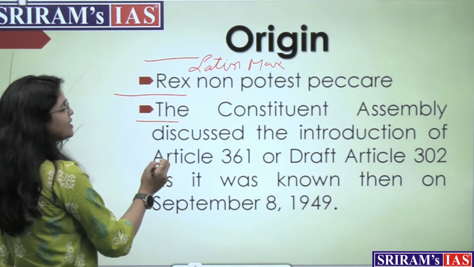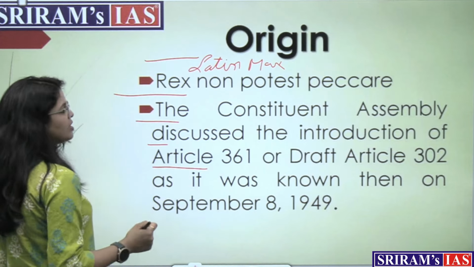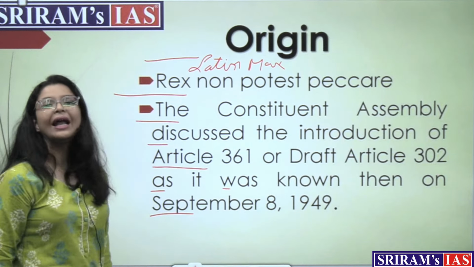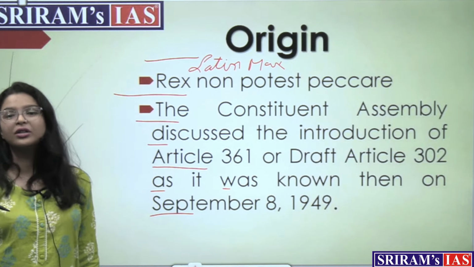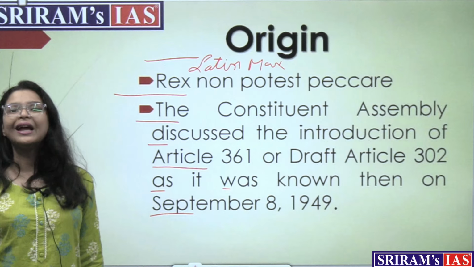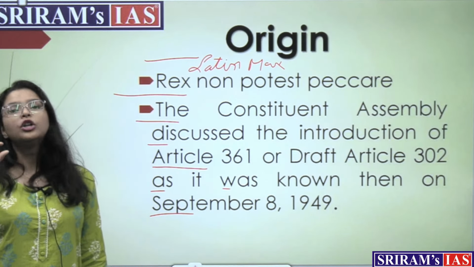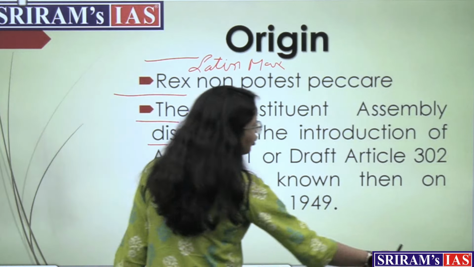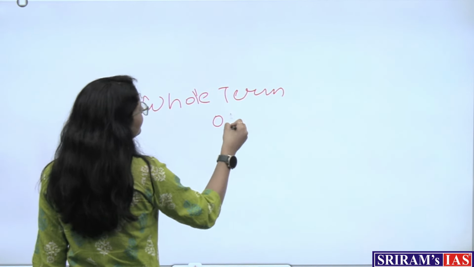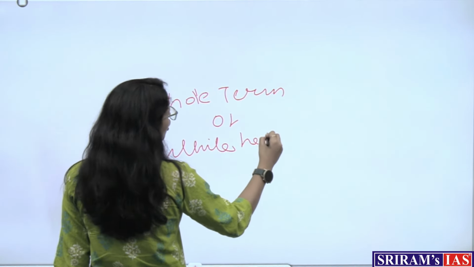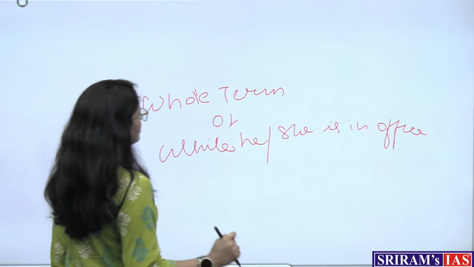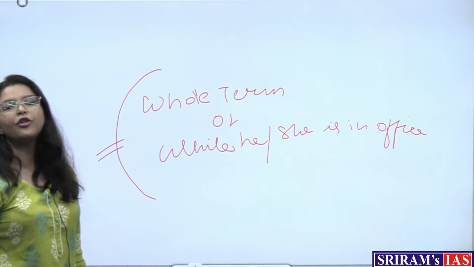The Constituent Assembly discussed the introduction of Article 361, or draft Article 302 as it was known then, on September 8, 1949. And when this article was discussed on the floors of the Constituent Assembly, a pertinent question was asked by one member. He said, what do you mean by the term "during his term"? Whether it means the whole term, or it means while he or she is in office. So this question was asked by a member of the Constituent Assembly.